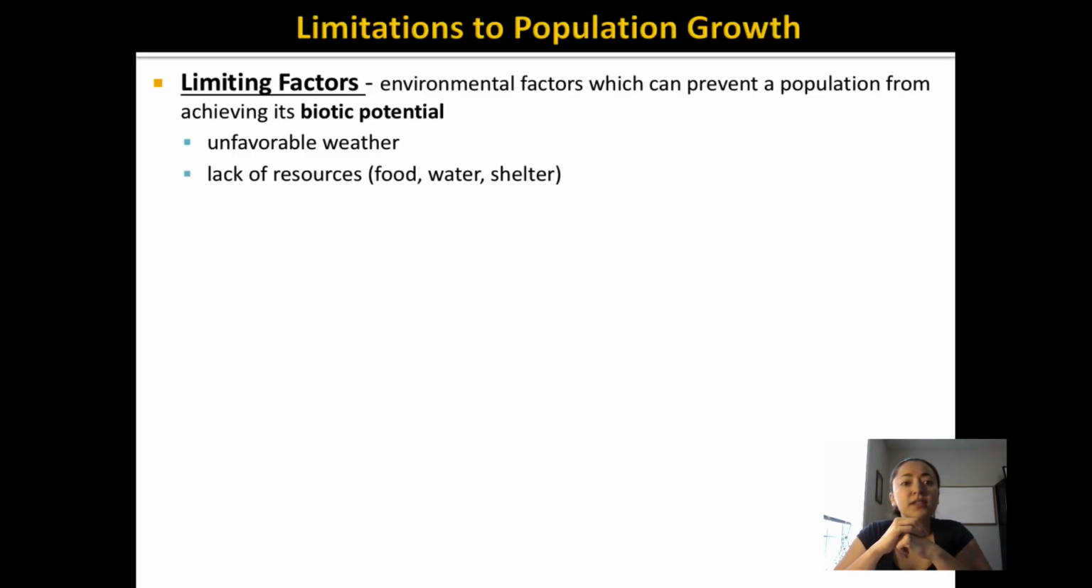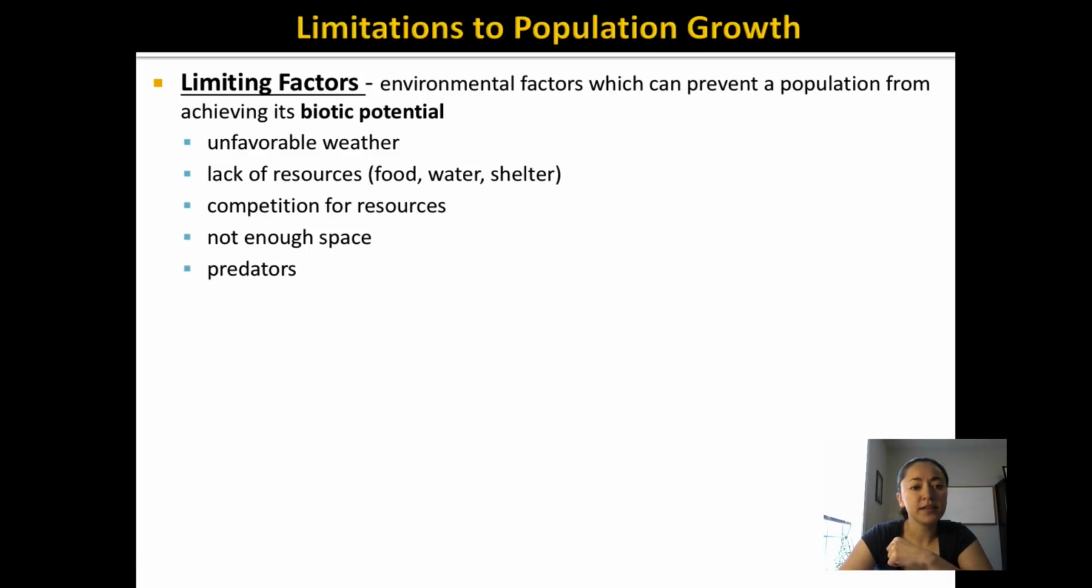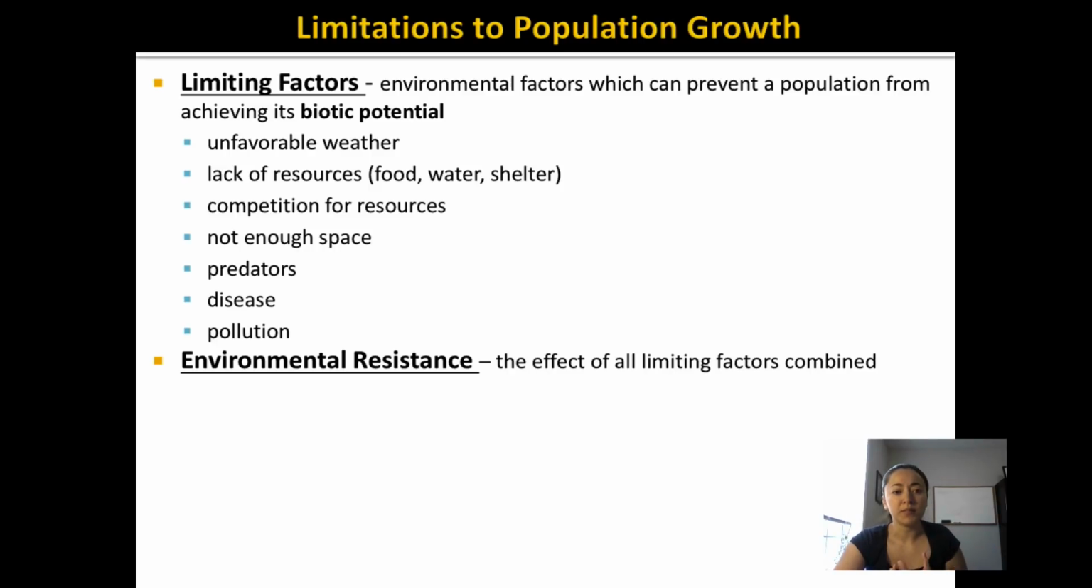Lack of resources, including food, water, and shelter, can be limiting factors. Competition for resources, not enough space, predators, disease, and pollution. All of these factors can prevent a population from achieving their biotic potential. When we look at all these limiting factors combined, we call this environmental resistance. So the environmental resistance is what prevents a population from reaching that biotic potential.